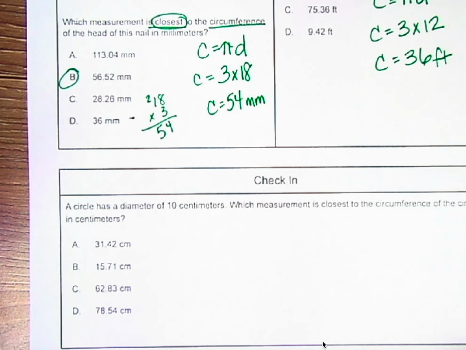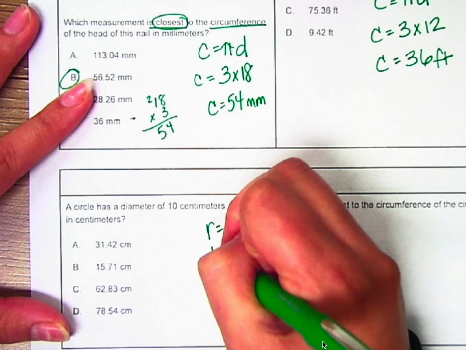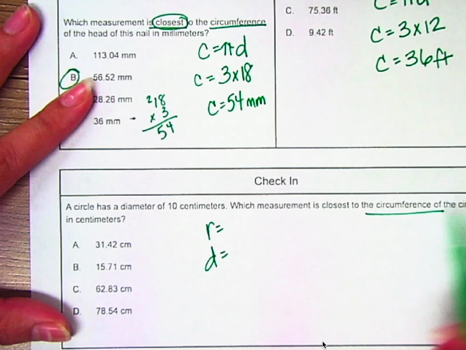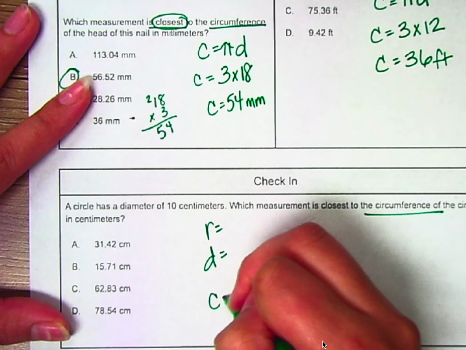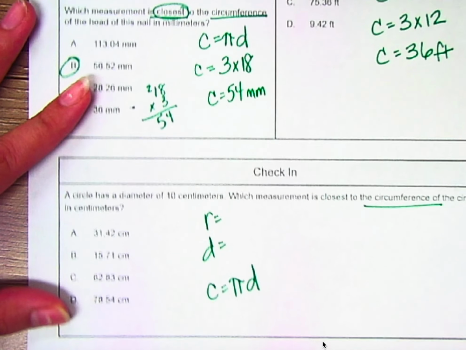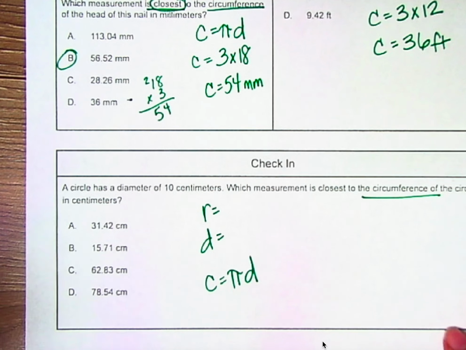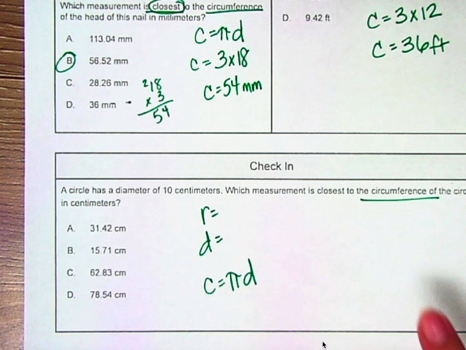Now the check-in you are going to do by yourself. Make sure you find the radius, make sure you find the diameter, and it's asking for circumference. So it's going to be C is equal to pi d. Raise your hand when you're done so I can come by and check it, and I'll give you the next paper. Okay?